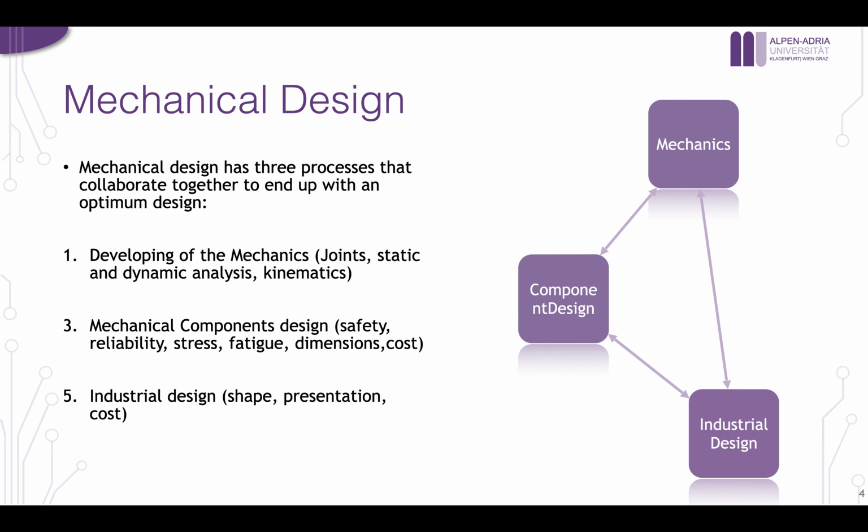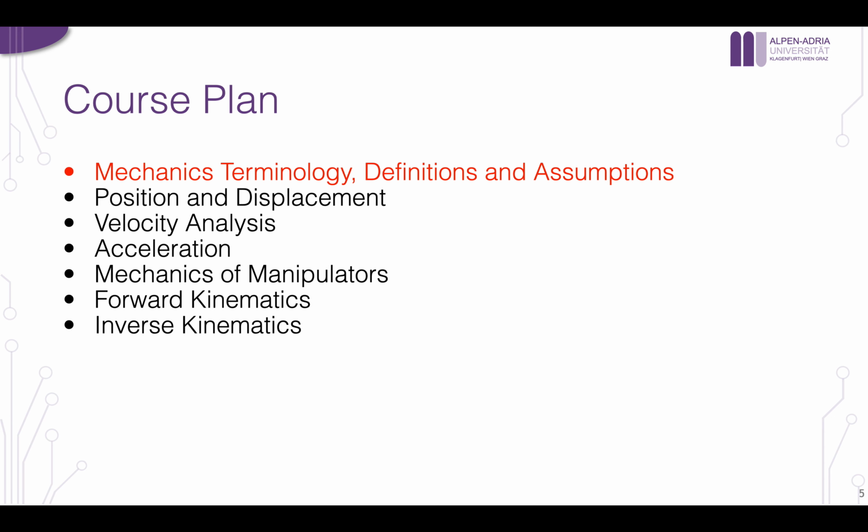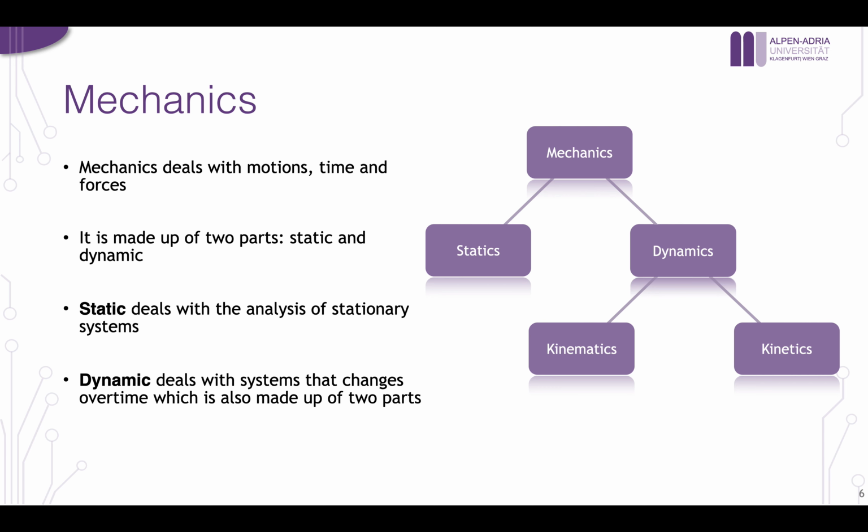Our scope is more on the mechanics part, which, of course, itself is a big field of study. Industrial design, of course, is also not focused here, because for us, shape presentation is not what is important. Now, regarding the mechanics, it has some terminologies. And the general definition is basically that it deals with motion, time, and forces. So we have the three physical components. It's made up of two parts. So we have static bodies and we have dynamic bodies, or static physical components and dynamic physical components.